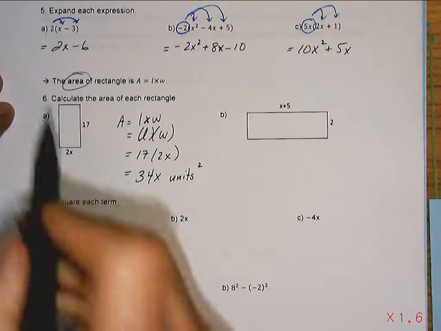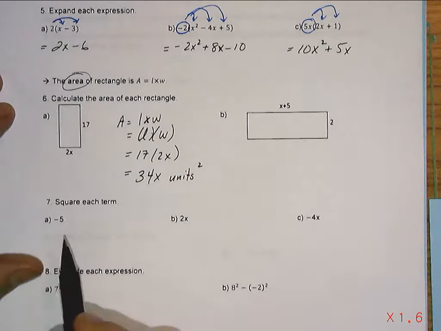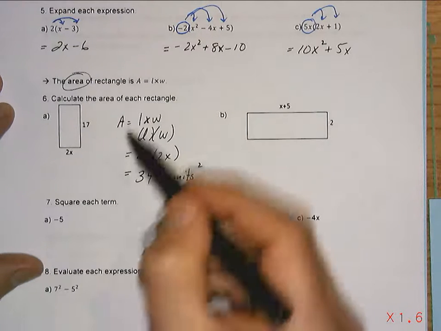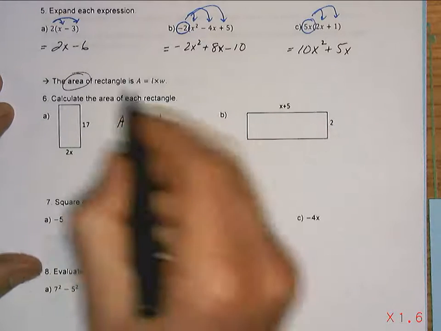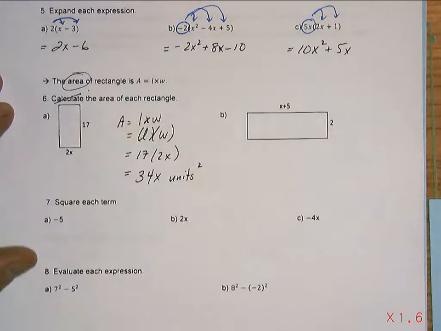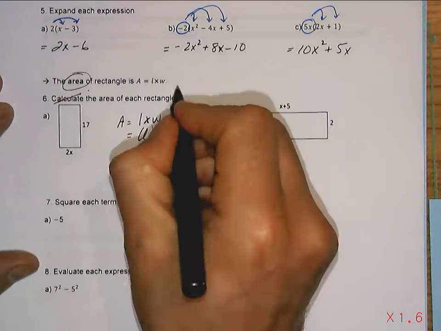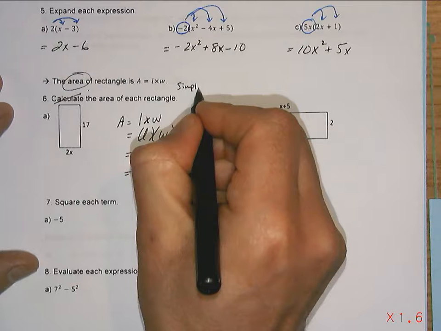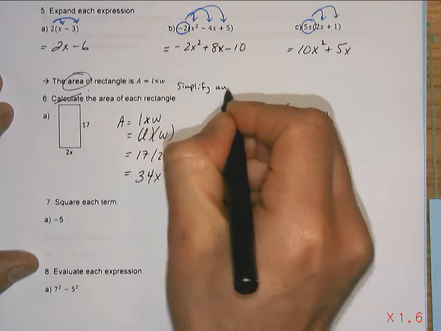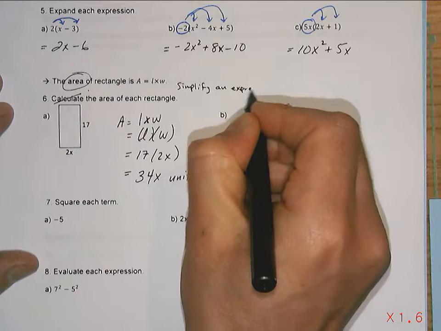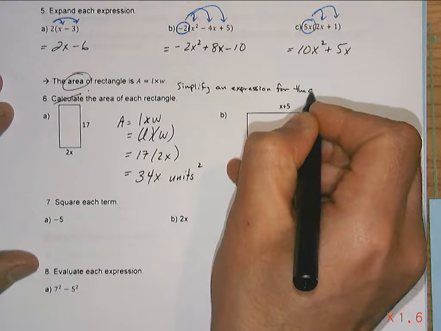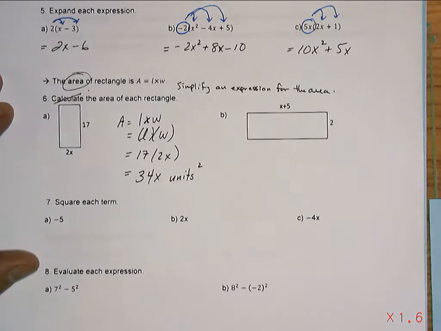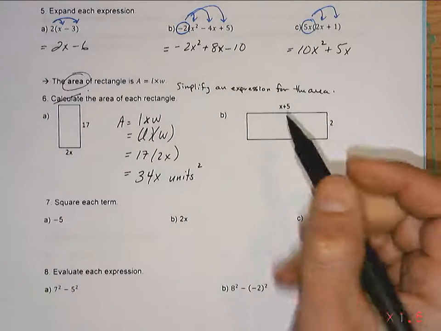Now, I didn't really calculate the area. I'm not so keen on that word. I think we could say simplify an expression for the area. That would be much more accurate with this. That word calculate really should be simplify an expression for the area. Okay? That's just me being very picky.